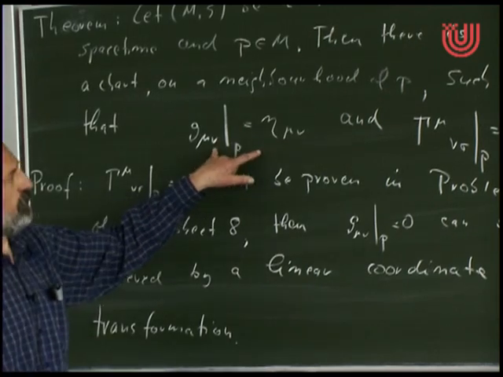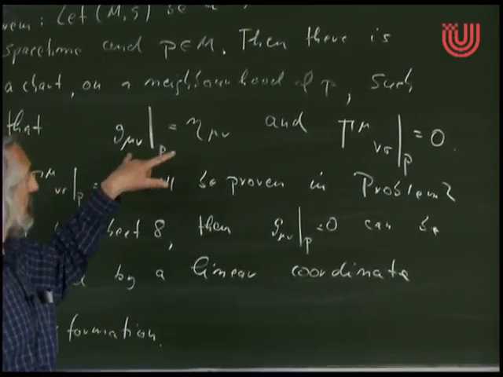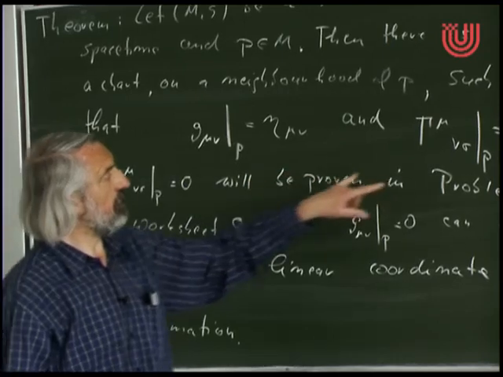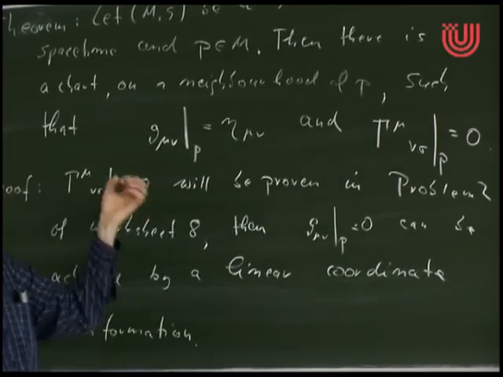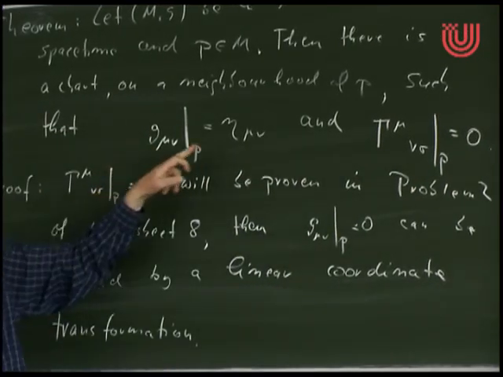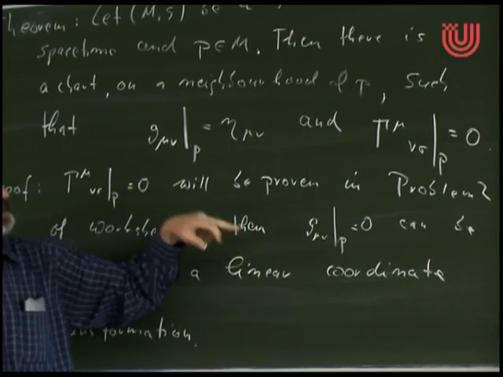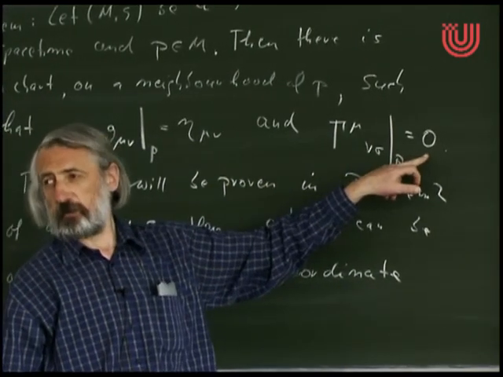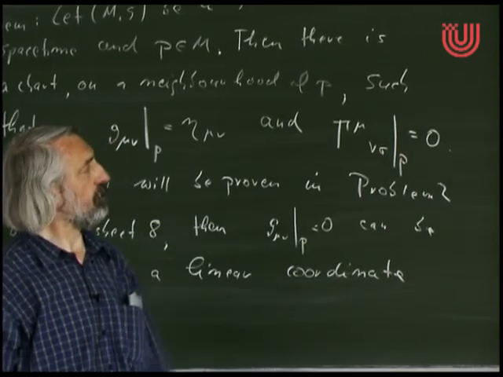Then we will use this result, that at the point itself we can make the g's to eta and the gammas to 0. This means if we are in a small neighborhood, then the g's are very close to the etas, and the gammas are very small. They are very close to 0. So that's a fact which we will use.